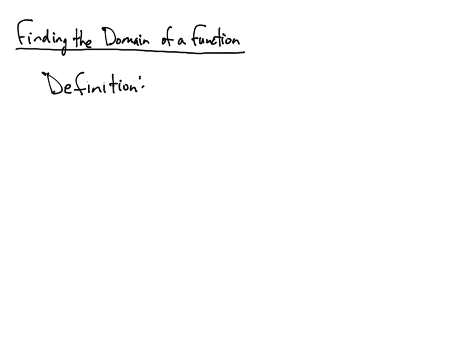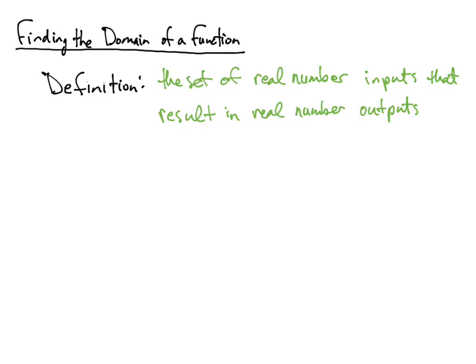Next, let's talk about the domain a little bit more. Previously, we said that the domain is all the inputs for a function. Now, if we're given a function, we want to be able to state what all of those domains are. So a little bit more of a rigorous definition for domain. So we're going to say that the domain is the set of real number inputs that result in real number outputs. So it's the numbers that we are allowed to put into the function.